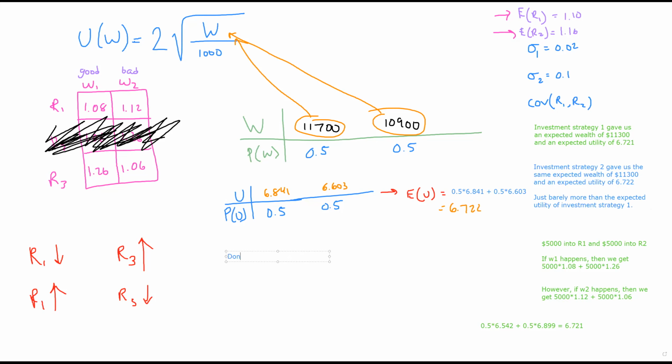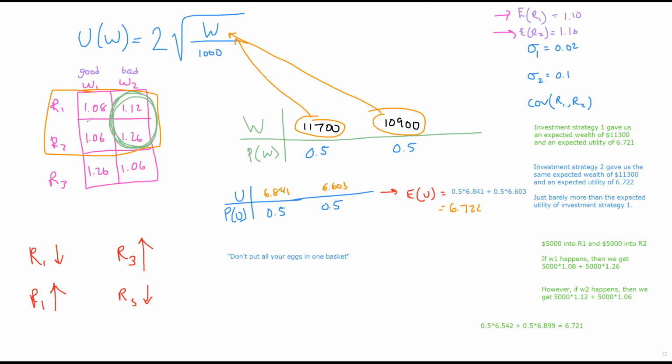You've probably heard the phrase, don't put all your eggs in one basket. That phrase comes from the idea that if we get greedy and say, I'm going to go with this investment strategy where I pick R1 and R2, I'll get a huge payoff. I'll get a big payoff if the outcome is W2, because I get both 1.12 and 1.26, which are both better than the omega 1 outcome on the left.